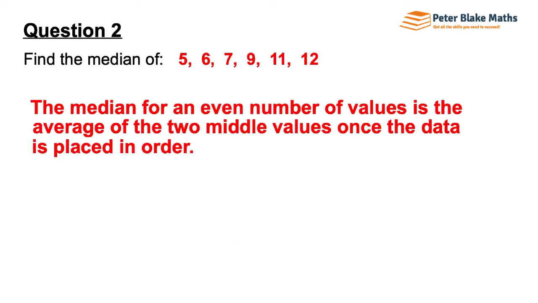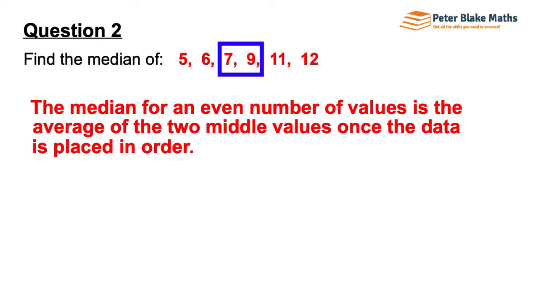The median for an even number of values, and we have 6 values here, is the average of the two middle values once the data is placed in order. Now the data is in order conveniently in this question. Can you see the two middle terms there? If we split that set of 6 items in half, we'd have a line between the 7 and the 9. So the two middle values are either side of that split.